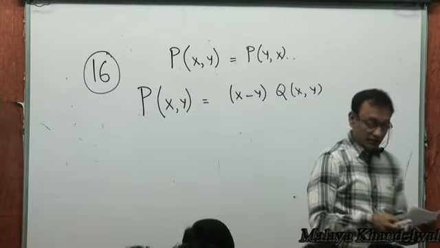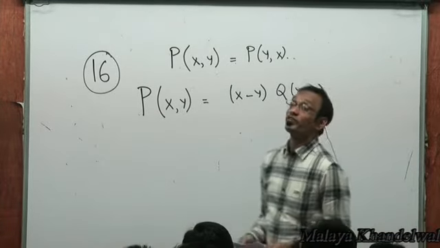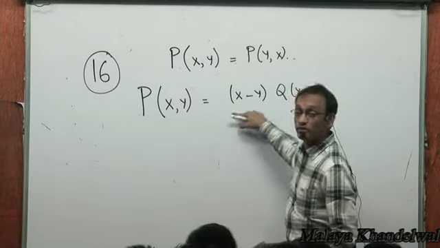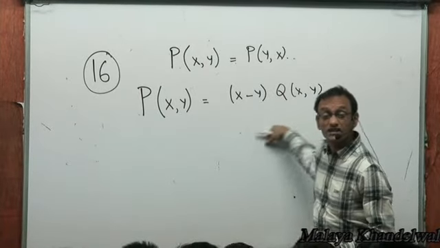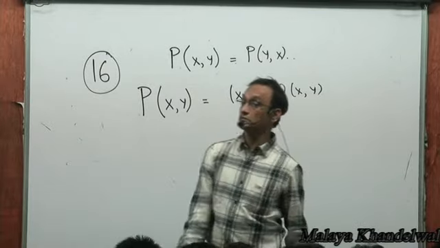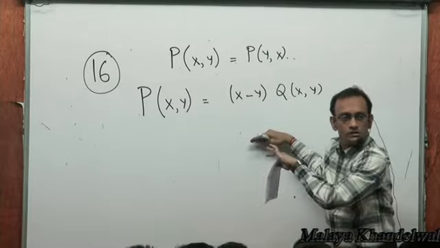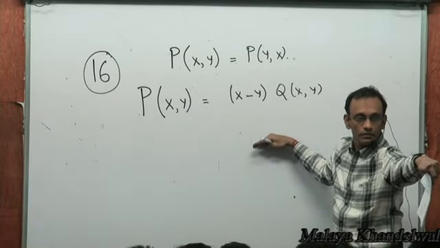Okay, we want to find the remainder when P(x,y) is divided by (x minus y) whole square. I want to find the remainder when P(x,y) is divided by (x minus y) whole square. Clear? Do you all understand this connect here?